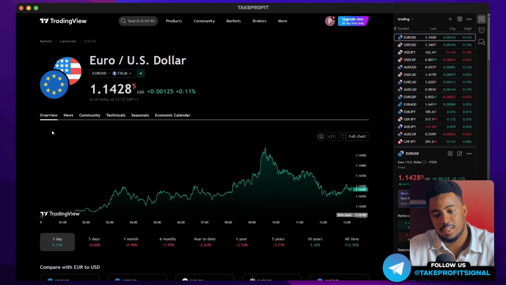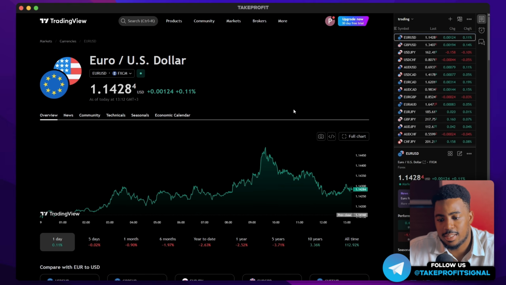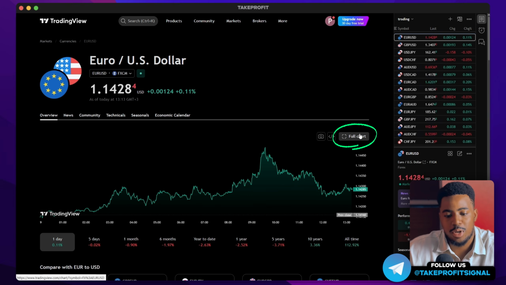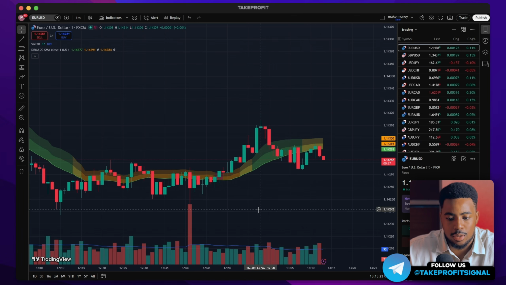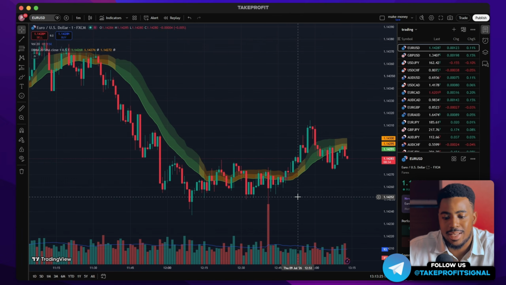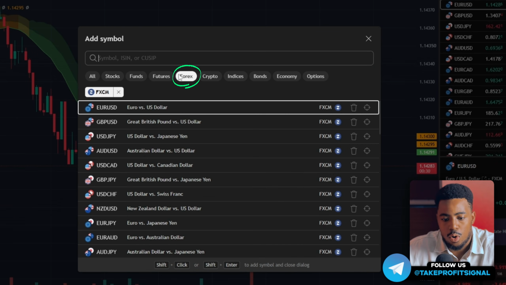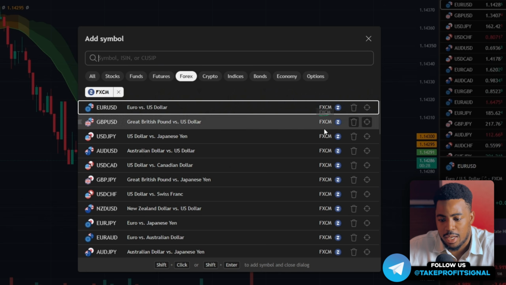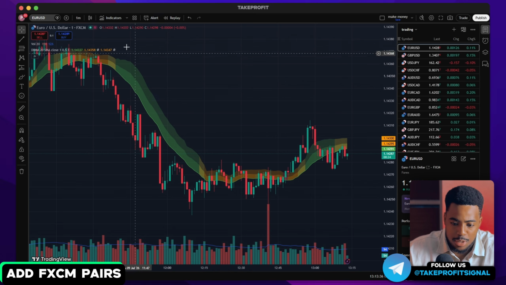As you may have noticed, for chart analysis, I use the TradingView platform. This is the largest terminal for chart analysis, and here you will need to either register or log into your account. To open the full chart, we need to click on the full chart button. Here we will see the full chart, and all we need to do is add currency pairs using the plus button. We should have the Forex section enabled, and our task is to add FXCM pairs.